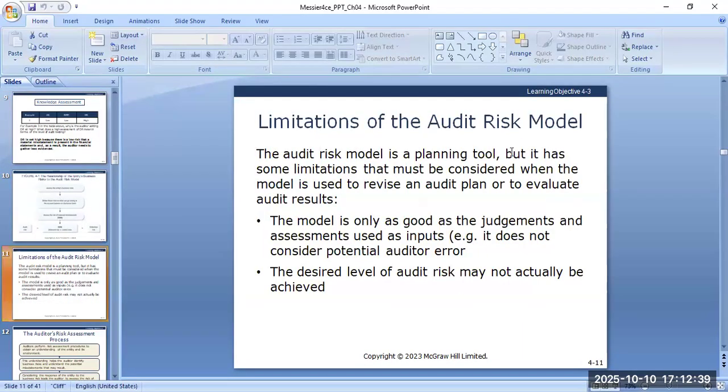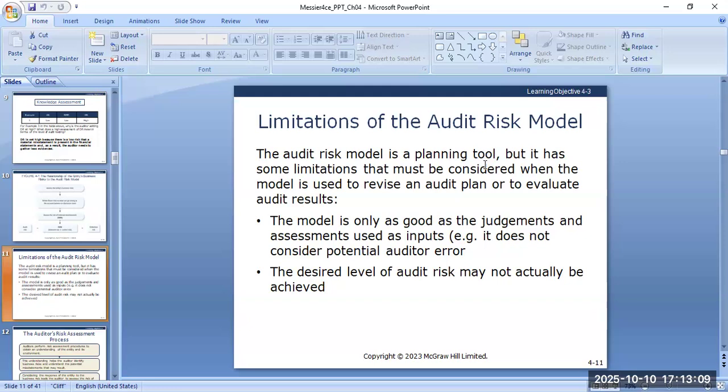Now, what are the limitations of this audit risk model? I mean, the theory looks okay, but what are the limitations? Again, it's a planning tool. However, it has a limitation, which has to be considered when the model is used. The model is only as good as the judgment and assessment used as inputs.